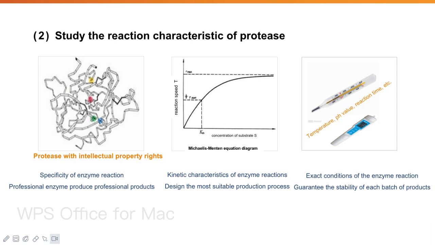characteristics. That is to say, there is a lot of research work that needs to be done in advance, like finding the right number of substrates and enzymes to maximize the efficiency of the enzymatic hydrolysis, and the enzyme also has sensitivity to conditions such as the temperature, pH value, and reaction time. So we solve all these issues to ensure both the high efficiency of the enzymatic hydrolysis and also the stability of each batch of our product.